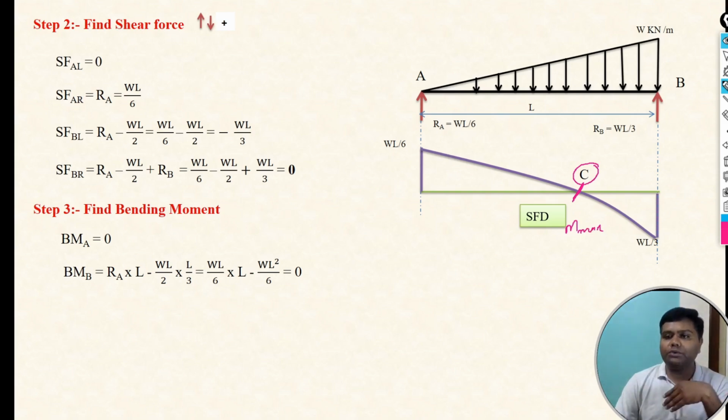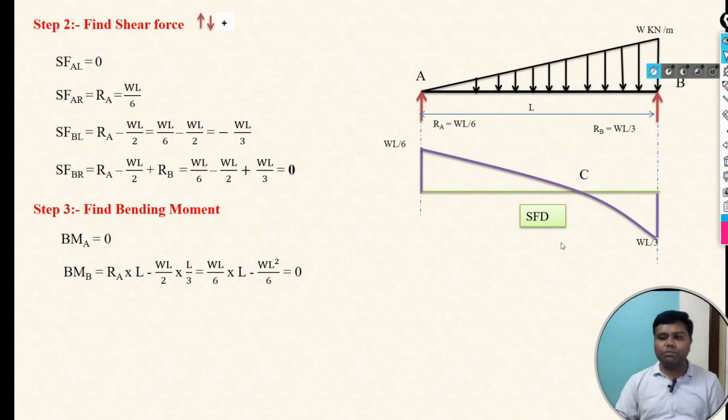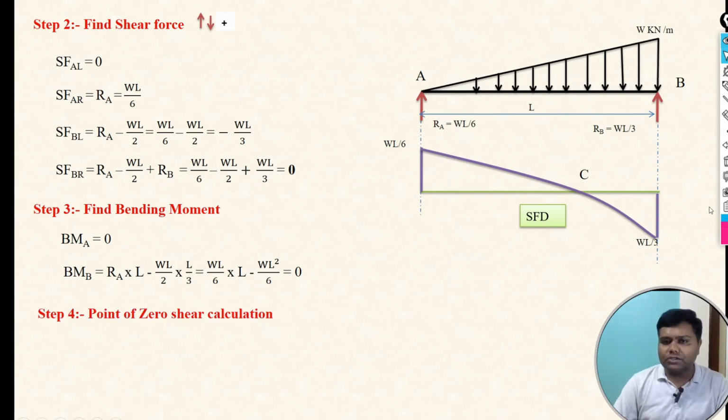Okay, so how to calculate it? Already we have explained in the last video how to calculate the zero shear point and how to calculate the bending moment where the shear force is 0. Okay, so just write the point: zero shear calculation. It means we are calculating the position where the shear force is 0. So how can we calculate it?